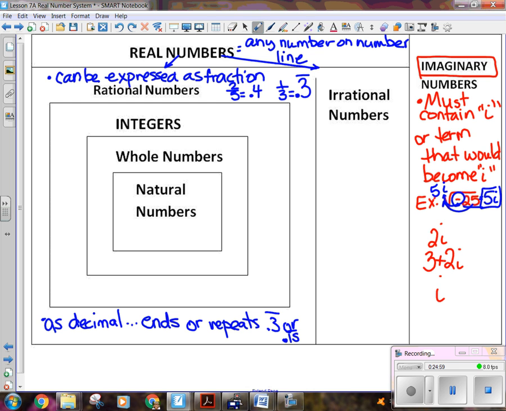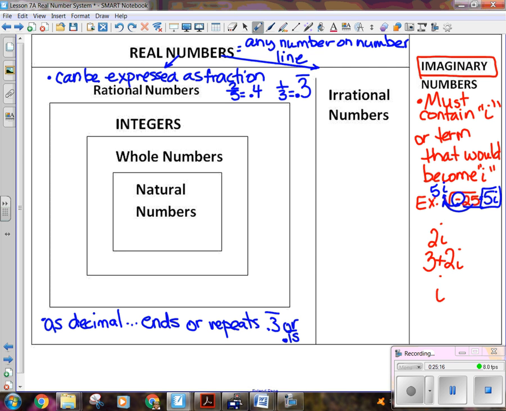You know, there might be a case where it might be 1, 5, 1, 5, 1, 5, 1, 5, 1, 5. The 1 and the 5 both repeat, so you could put a bar over both. But as a decimal, those fractions could either change to a decimal that ends or repeats and still be considered a nice rational number.